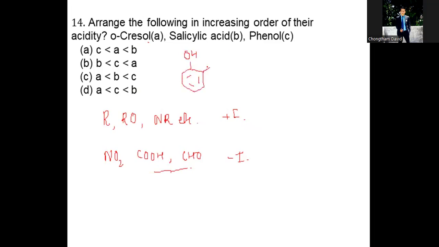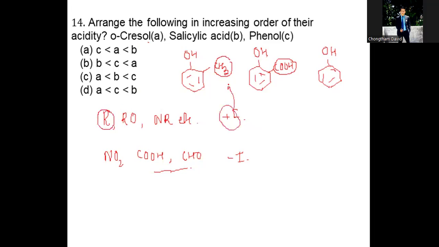In the ortho position, you have CH3. This is cresol, and salicylic acid. In the ortho position, you have your carboxylic group. This is salicylic acid. If it is salicylaldehyde, this will be CHO and phenol. See the substituents attached. This is acid. This is your methyl part. This methyl group shows plus I effect, carboxylic acid shows minus I effect.